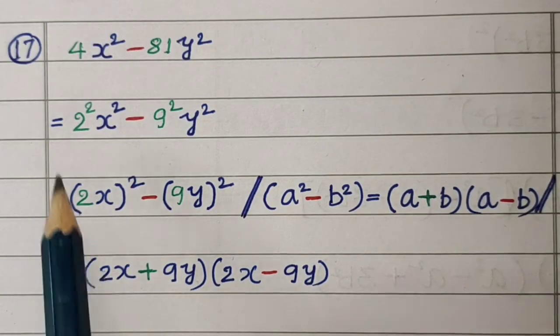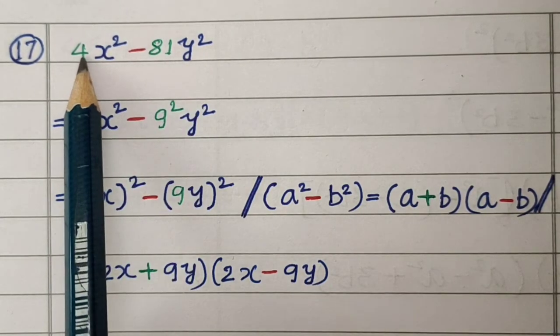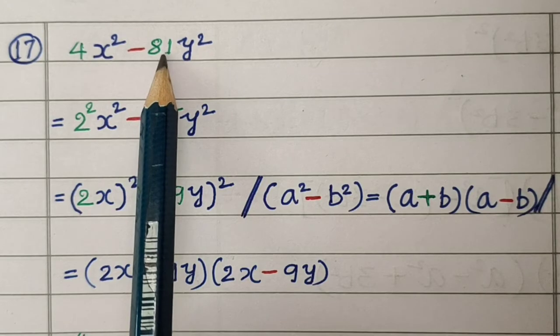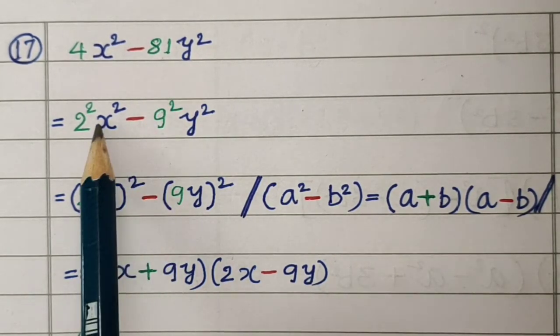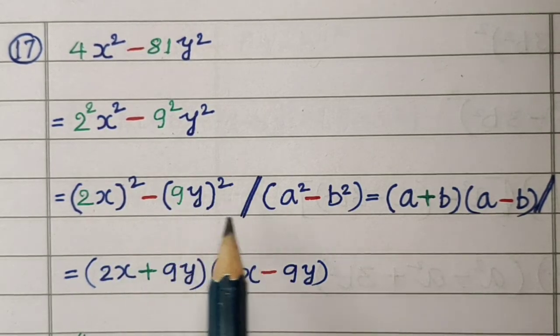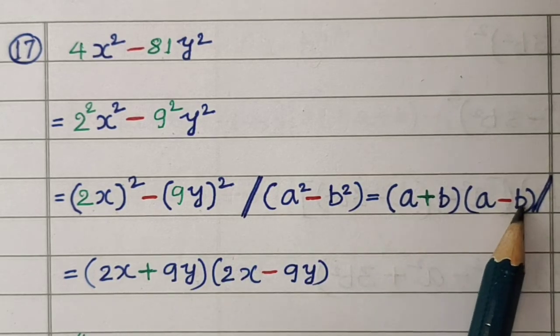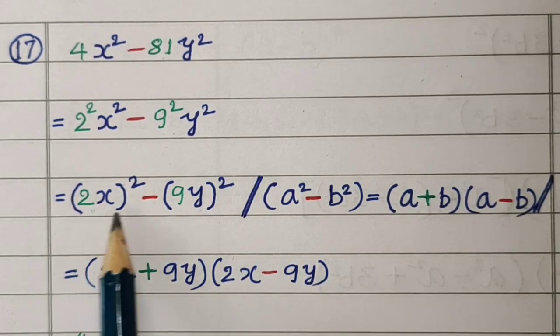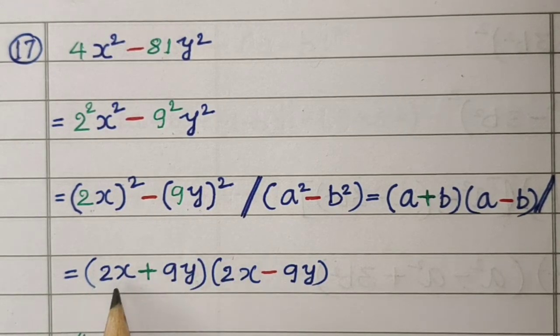Factorize 4x square minus 81y square. 4 can be written as 2 square. 81 can be written as 9 square, since 9 into 9 is 81. Then this can be written as 2x whole square minus 9y whole square. This is in the form of a square minus b square, which is equal to a plus b into a minus b. In place of a we have 2x, in place of b we have 9y. Therefore it is 2x plus 9y into 2x minus 9y.